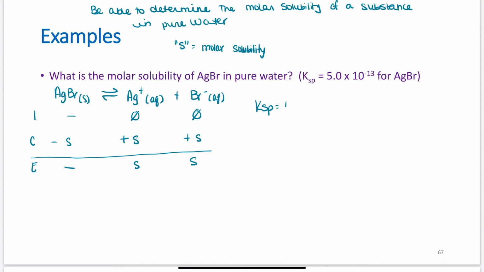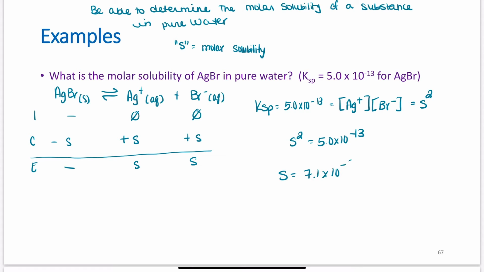My Ksp, 5.0 times 10 to the minus 13, is equal to Ag+ times Br-, which is equal to S squared. So S squared, because I have S times S, is equal to 5.0 times 10 to the minus 13, and S is equal to 7.1 times 10 to the minus 7 molar. So the molar solubility of AgBr is 7.1 times 10 to the minus 7 molar.